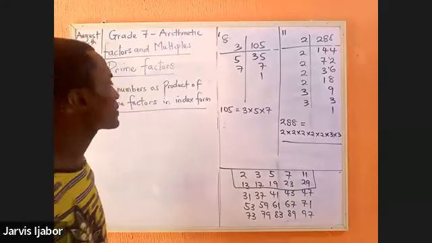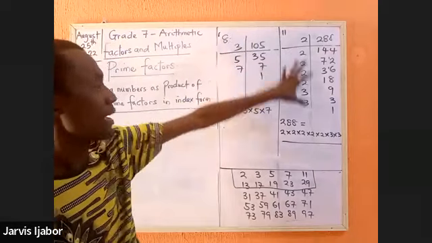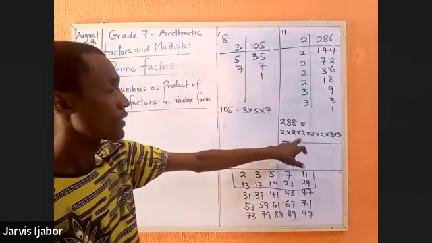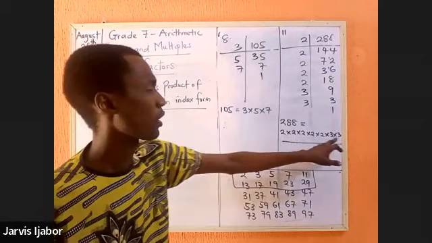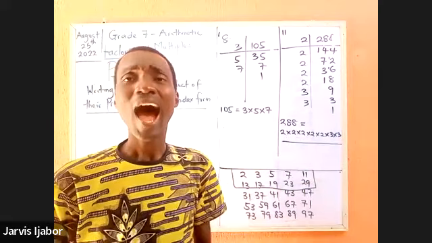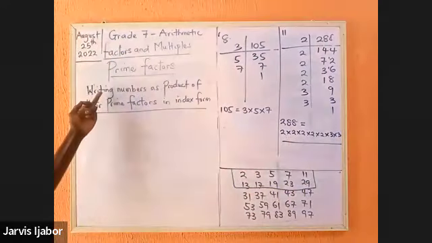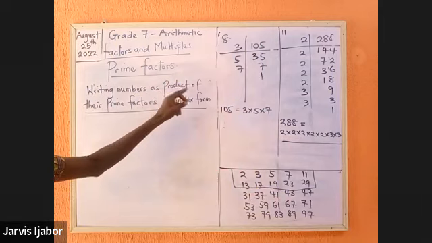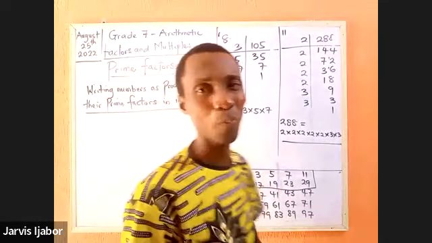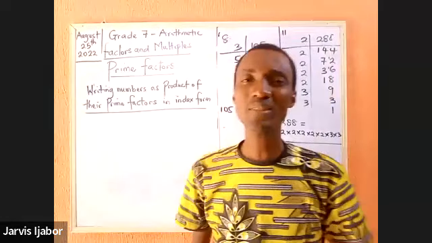Now you will notice that over here, I had written this one. I noticed that it looks so long. So there is a solution to that. How do we solve that problem? We now try to write the numbers as product of their prime factors in index form. So the big question now is, what is an index?